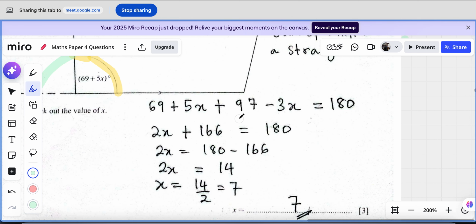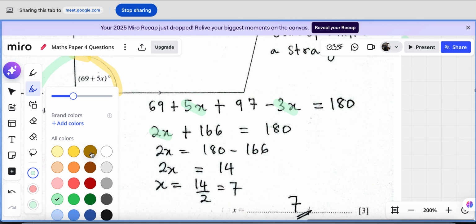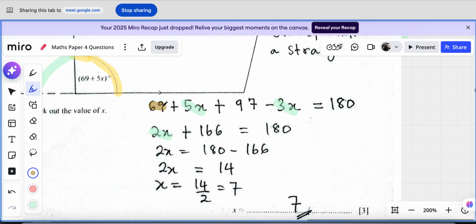So then the rest is just to add the like terms together. The ones that have x, we add them together. 5x has x, minus 3x has x. So 5x minus 3x will give us 2x. That's how we got this 2x. Now let's add the numbers together. 69 plus 97 will give us 166. Then we equate to 180.